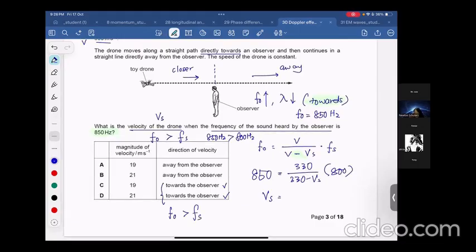It is towards because your observed frequency is greater than your source frequency. Observed frequency is higher, so I know that actually it is towards. Okay, so here, if you do your mathematics correctly, it should be 19 meters per second. Your answer should be C.